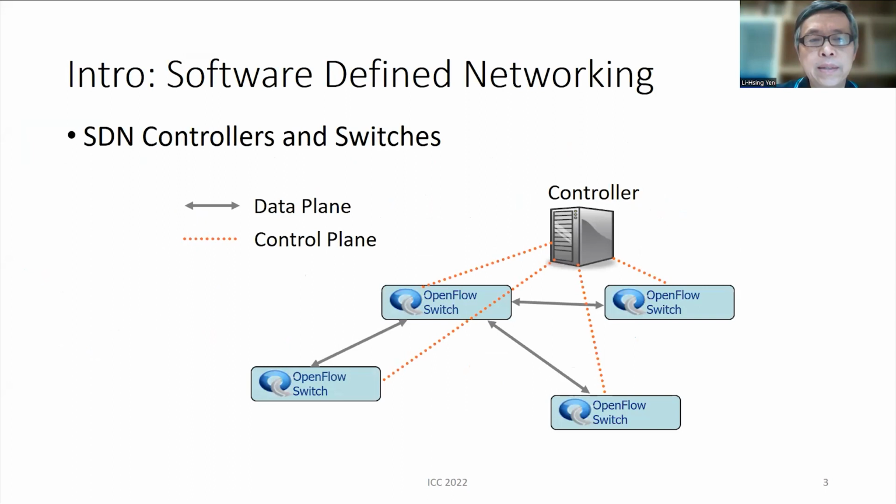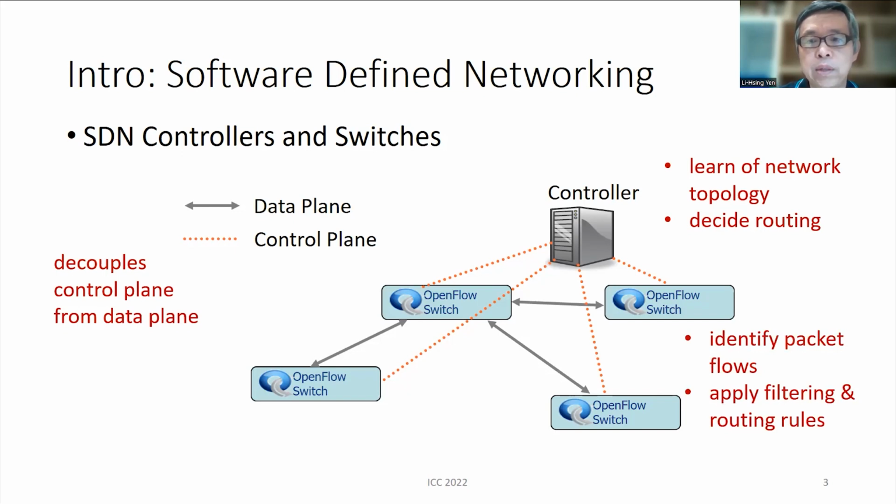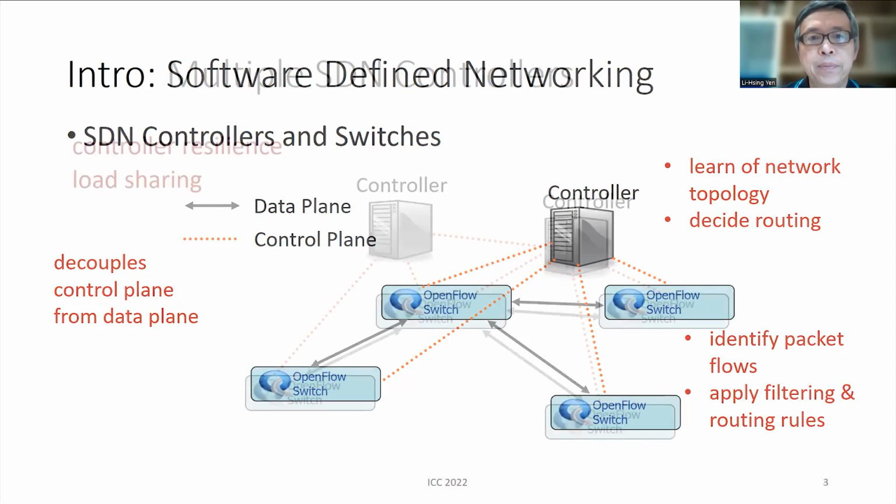SDN, or software-defined networking, is a strategy that decouples the control plane from the data plane. In SDN, we have controllers which learn the network topology and decide on routing for traffic packets. We also have SDN switches, which identify packet flows and apply filtering and routing rules to flow packets.